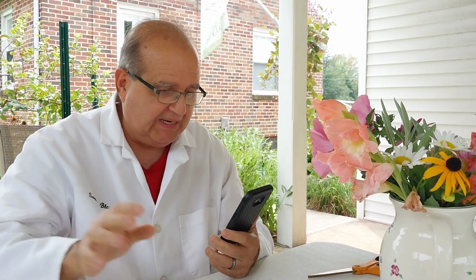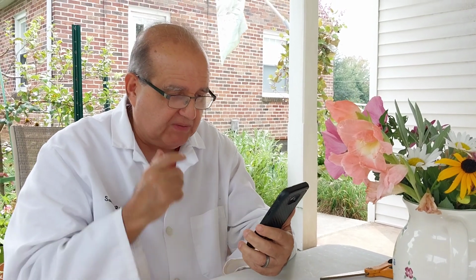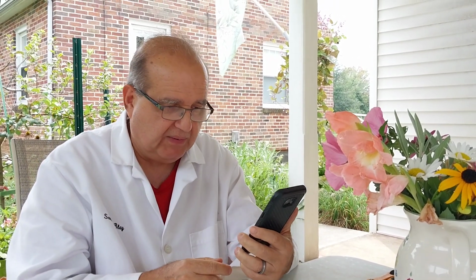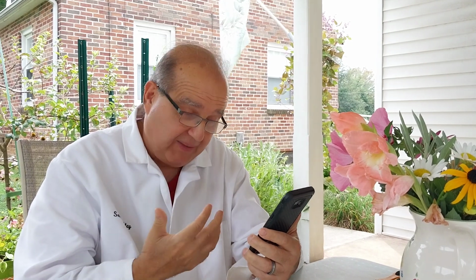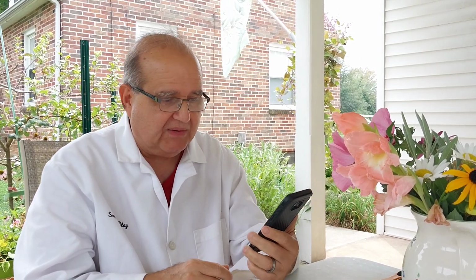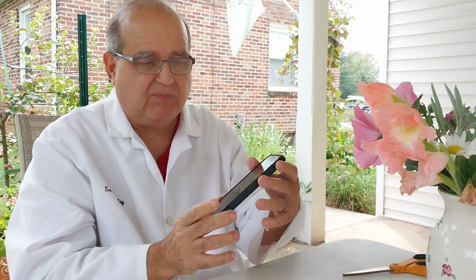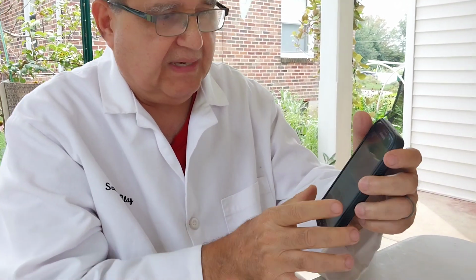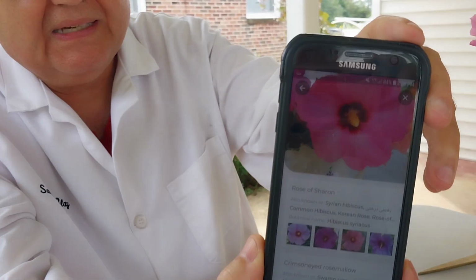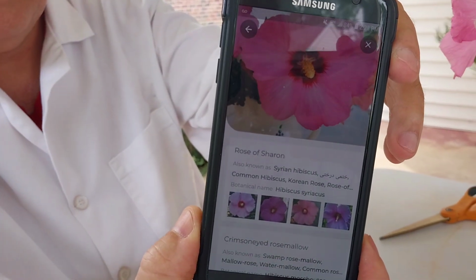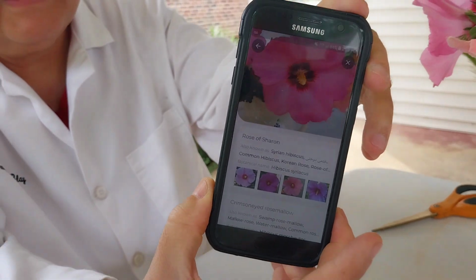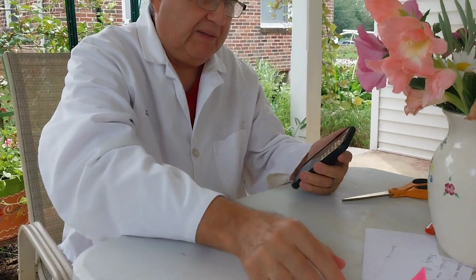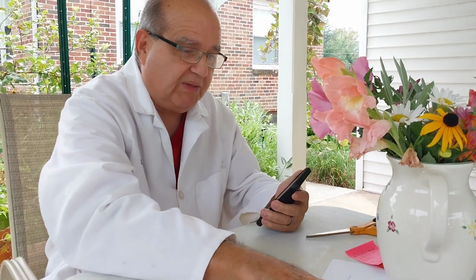Do not pay, do not download anything that is not free and that doesn't give you infinite capabilities to explore and identify. So it's telling us that this is Rose of Sharon. It makes sense because that's, I think, what it is. And not only that, it gives us the scientific name. I'm going to try to see if the camera can actually see it. Hopefully.